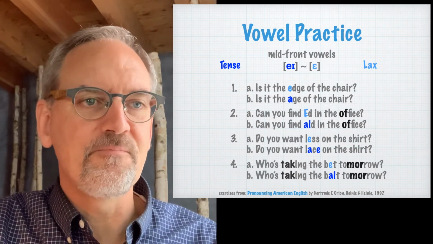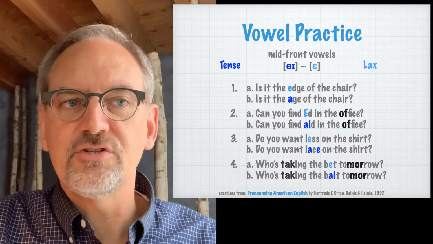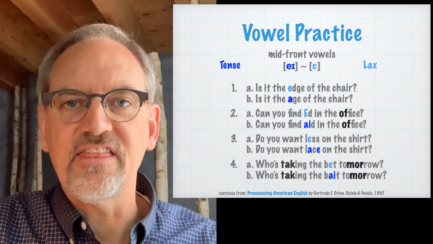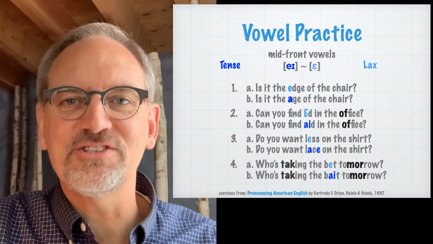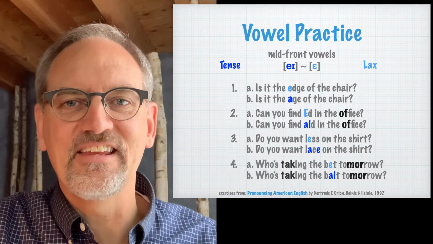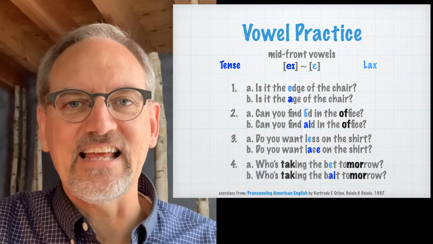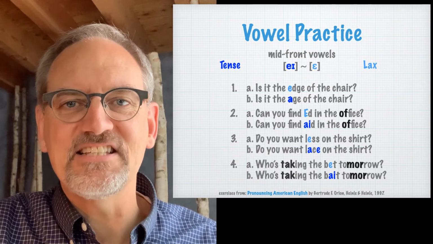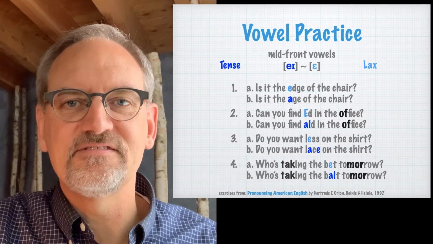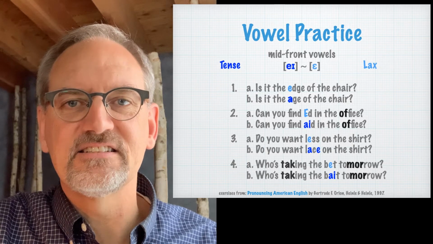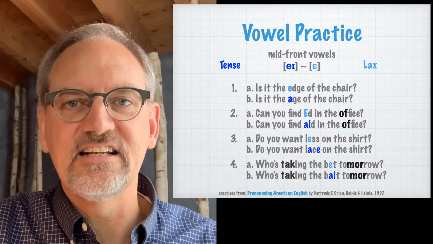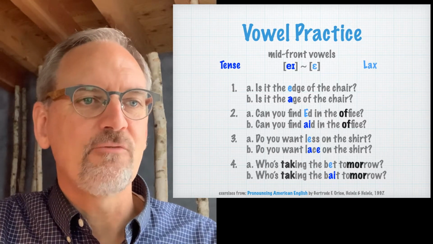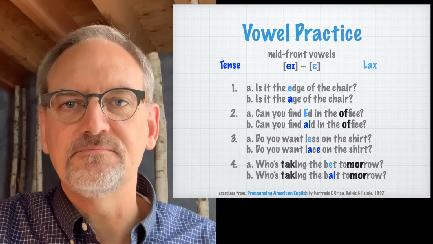Okay, let's go to number three. A. Do you want less on the shirt? And now B. Do you want lace on the shirt? Less. Lace. Less. Lace. Okay. 4. Who's taking the bet tomorrow?